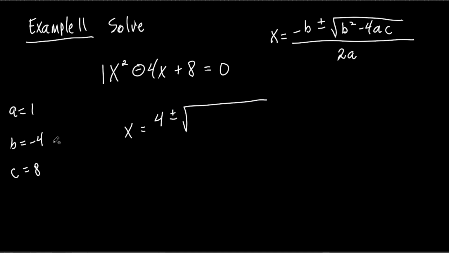B squared. Let's do that in our head. What's b squared? Negative 4 squared. It's 16. Is it negative 16 or positive 16? It's positive. You said that like it was a question. Be confident in your answers. Minus 4 times a times c. What was the a? 1. What was the c? 8. That whole thing is over 2 times a, which is just 2. All right? We good so far? Let's keep going.